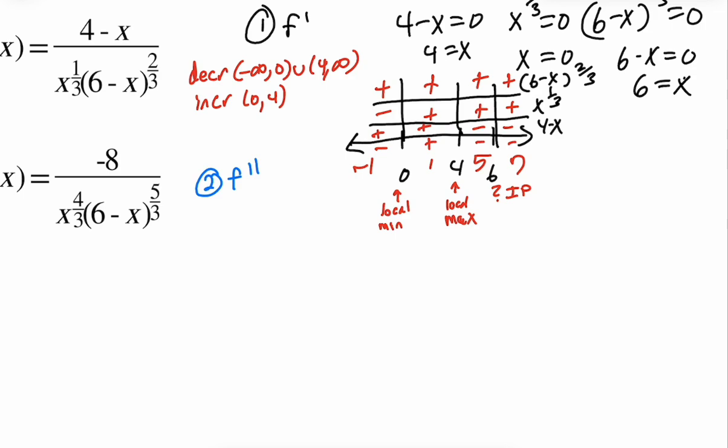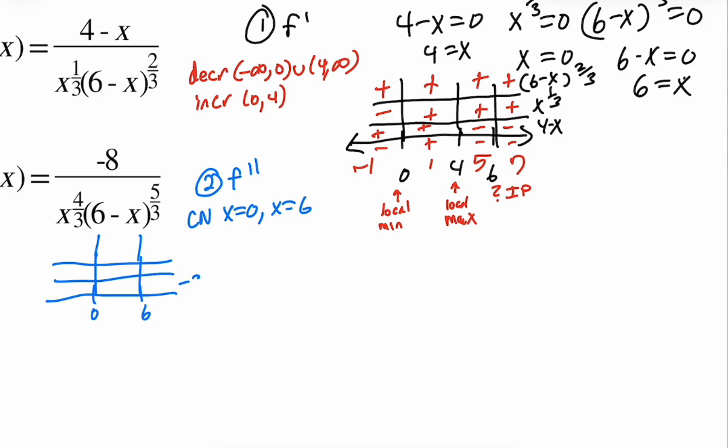So the top doesn't provide any numbers. We see very similar things that we did before. We have critical numbers at 0 and at 6 again, so we have to put on there 0 and 6. Now include your -8. Yes, it's always negative, but include that in your mathematics. And then we have x to the 4/3 and 6 minus x to the 5/3.